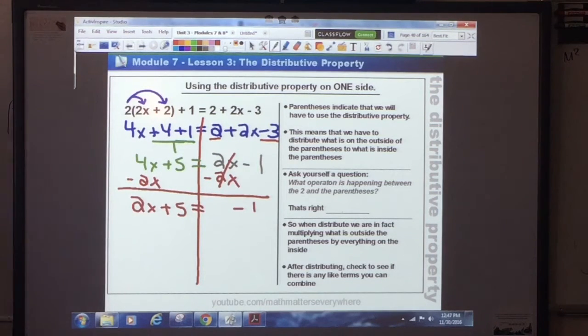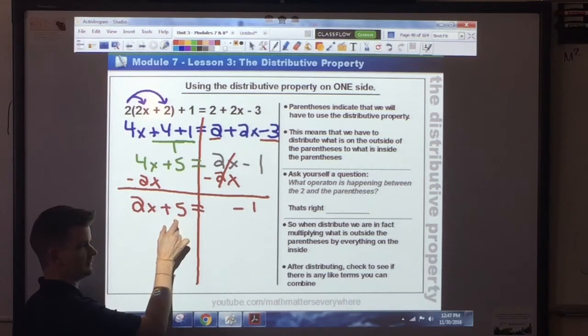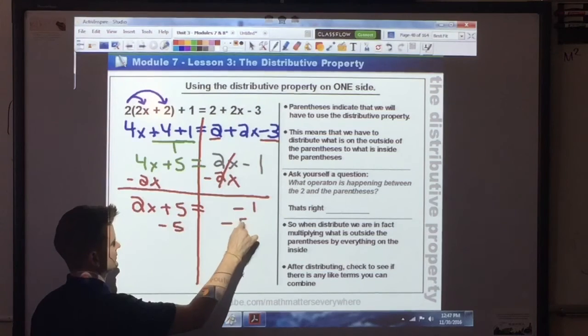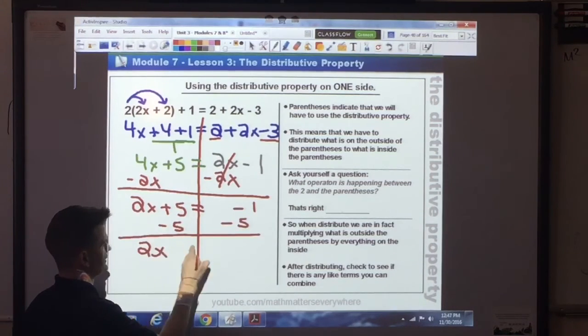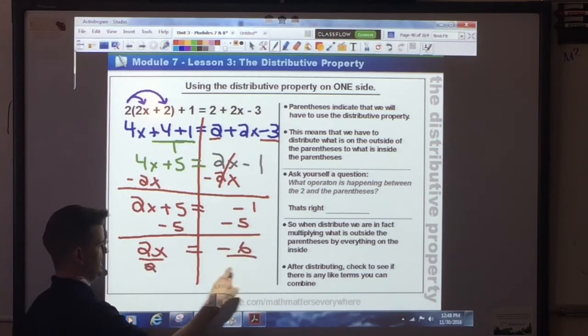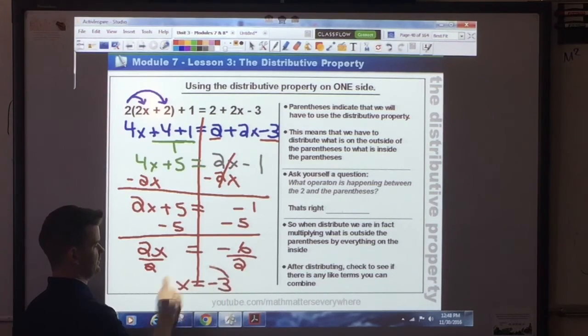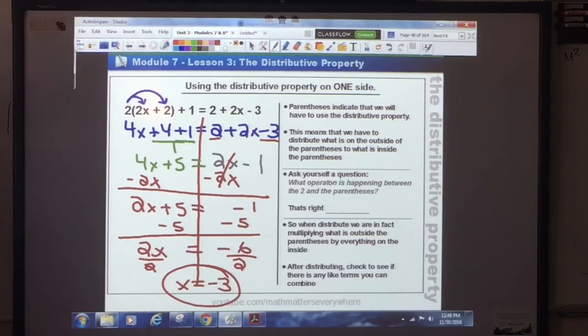I got to get rid of that constant so I can divide out my coefficient. What's the opposite of a positive 5? Negative 5. So I subtract 5, and I get 2x is equal to negative 6. Everybody in this room knows what to do now. What do you do? Divide by 2. Divide both sides by 2 to get rid of that coefficient. x equals negative 3. Good.